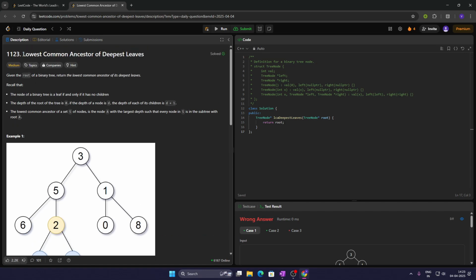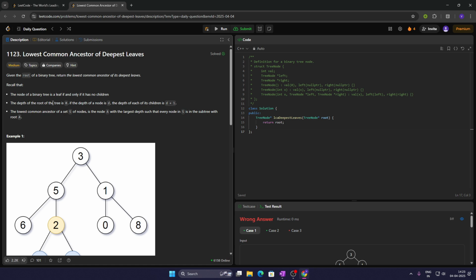In this video, we will solve the Leetcode daily question. That is the lowest common ancestor of the deepest level. The question states that given a root of the binary tree, return the lowest common ancestor of its deepest level. It is given some points, like the node of a tree is a leaf if and only if it is having no children.